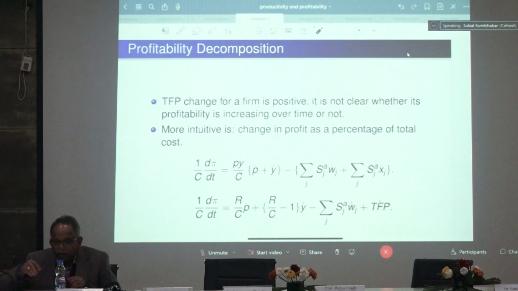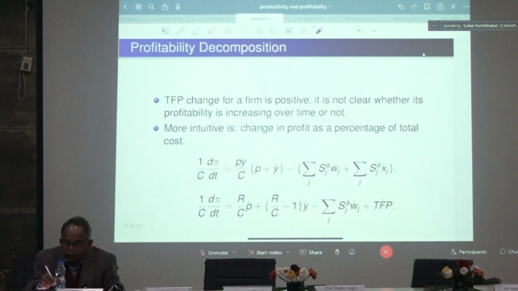If you look at the way I did it before, let me just show you something. If you define profit change, you will be thinking in terms of something like this, pi dot, right?